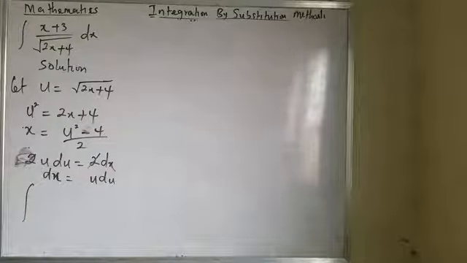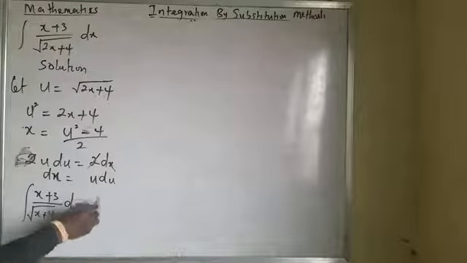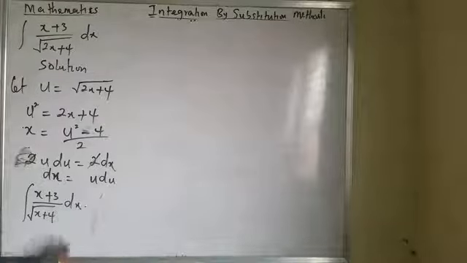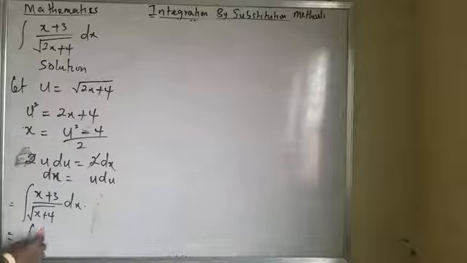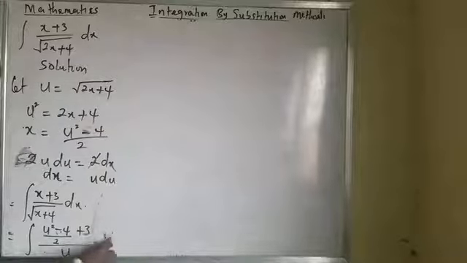Now, I can move on by having the integral of (x plus 3) divided by root of (2x plus 4) with respect to x, which can now be equal to the integral of, what is my x? My x is this. It means (u squared minus 4) divided by 2, plus 3, divided by u, with respect to what? u du.